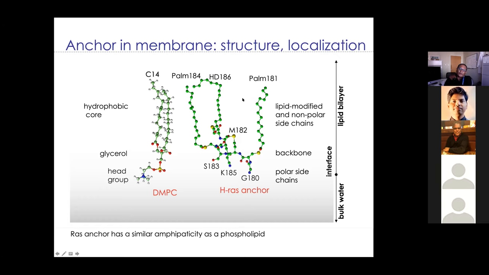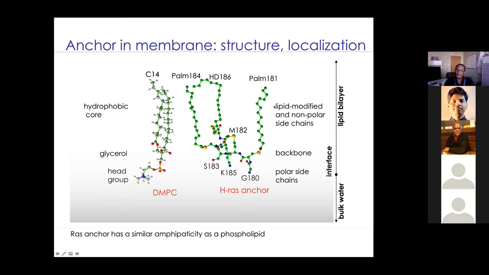So when we looked at the lipid anchor of HRAS, this is represented here in the middle with this stick and ball model. So it very much looks like a bona fide lipid. This is DMPC, for example. There is this polar region represented by side chains such as serine and lysine and glycine, and the lipid tails. This HD186, by the way, is a model we used to use to represent farnesyl. Now we actually have the actual farnesyl in simulations.